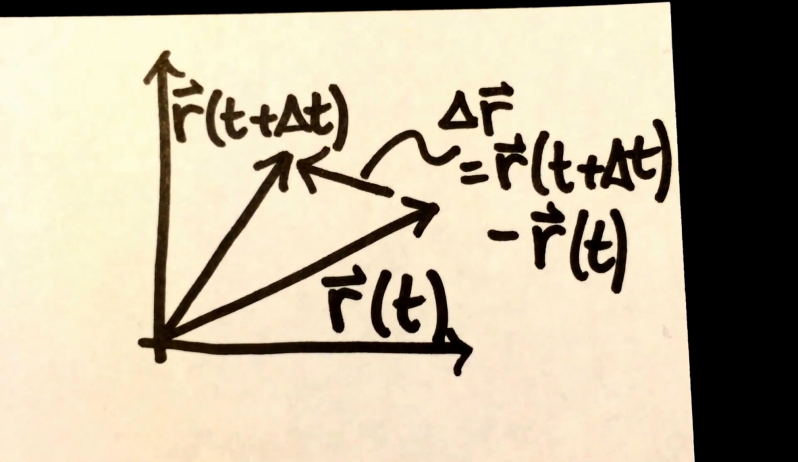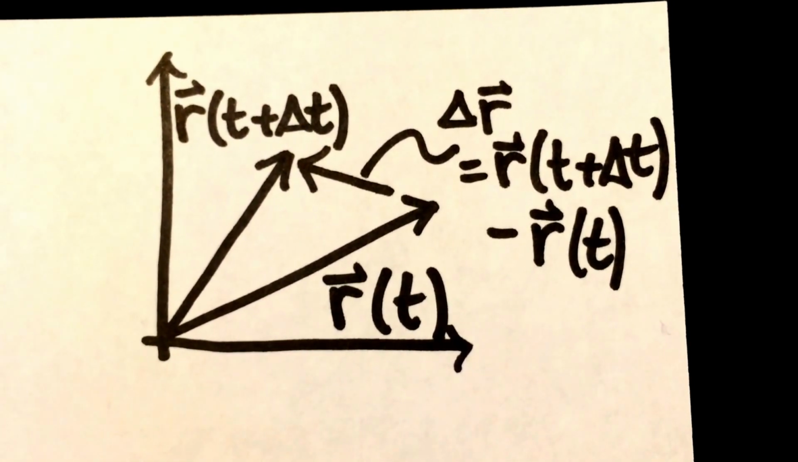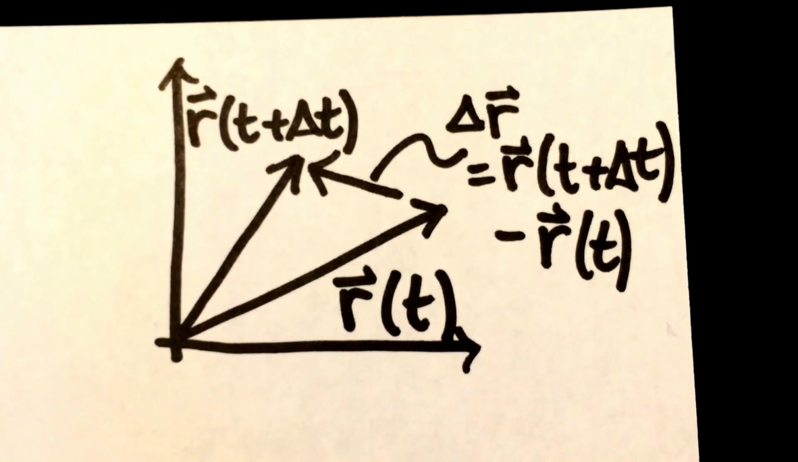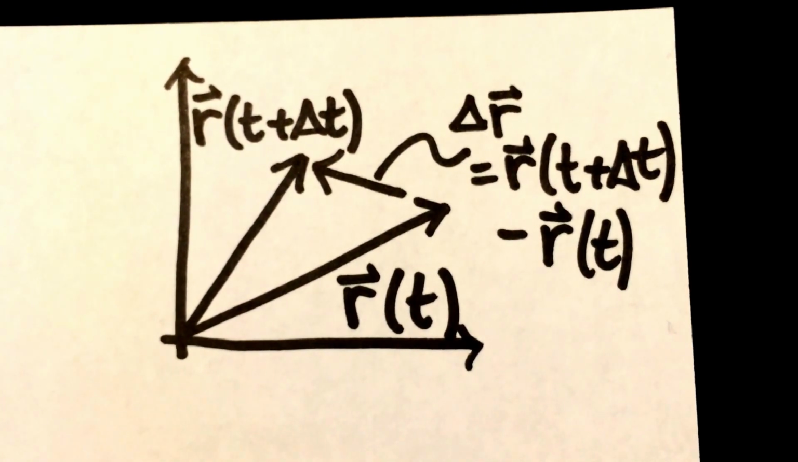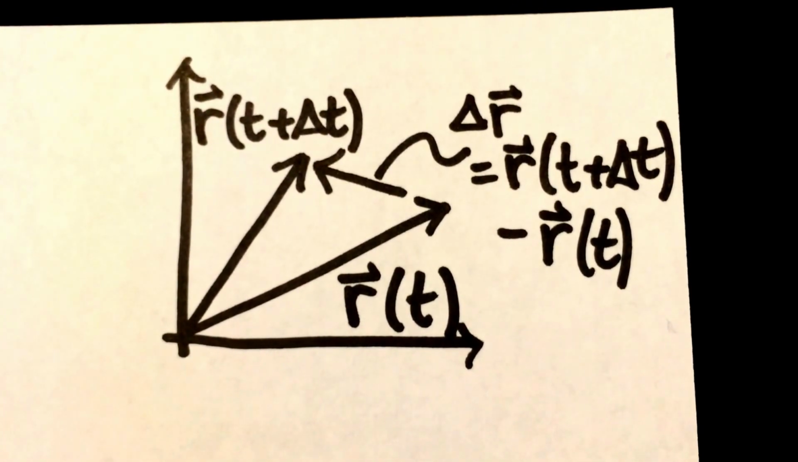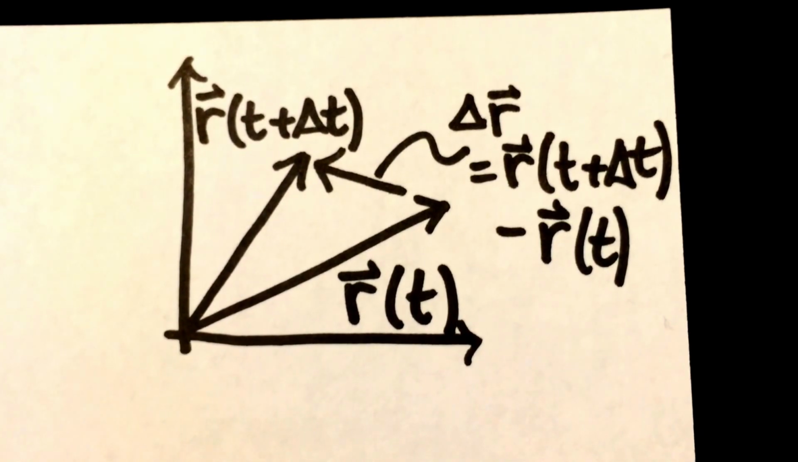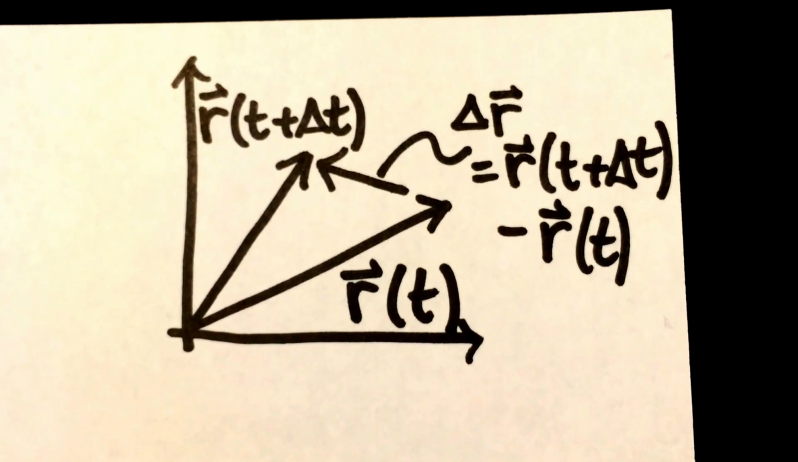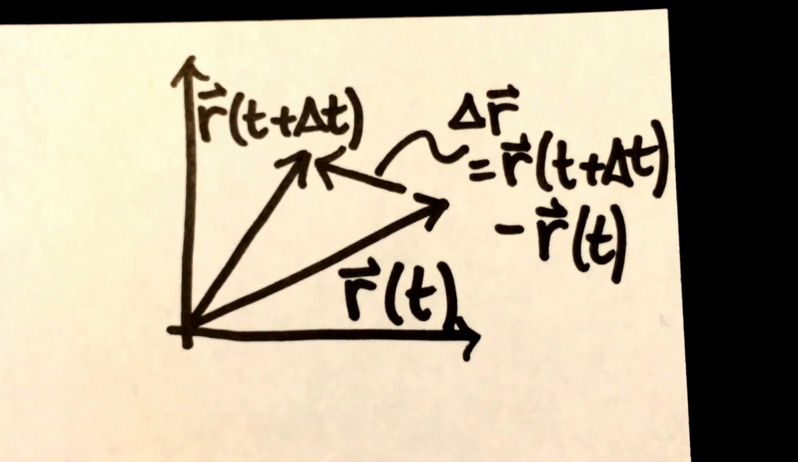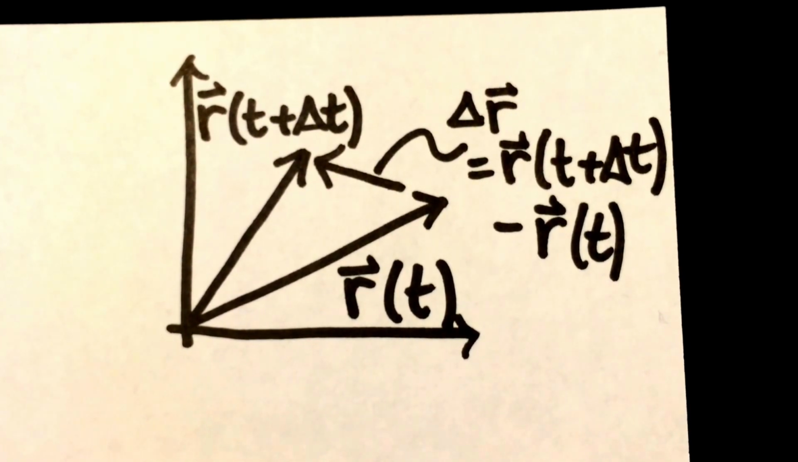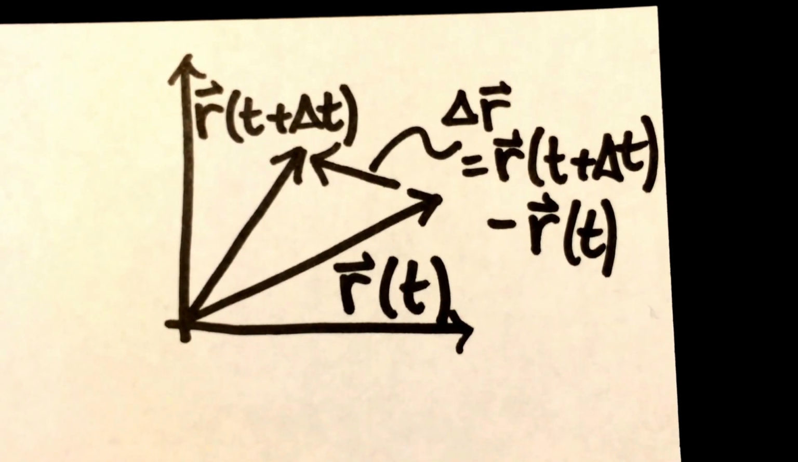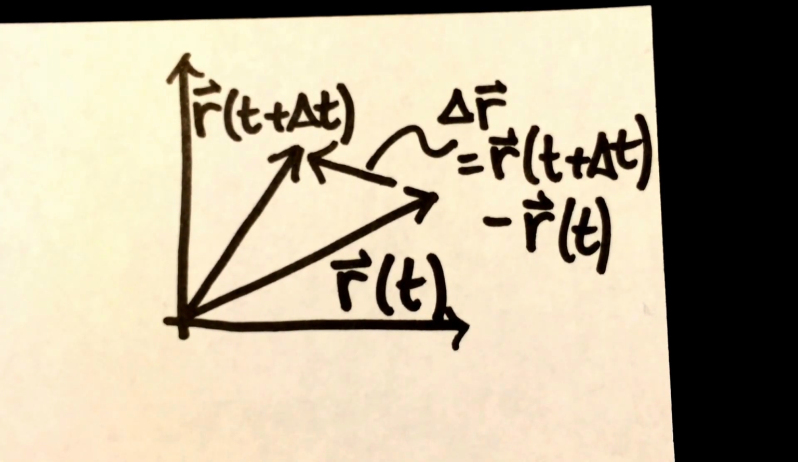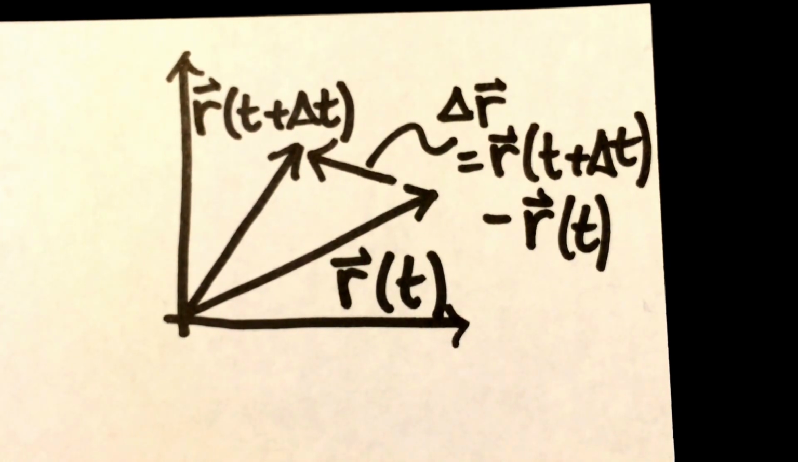So there's a vector R of t that might represent the position of some particle at some time t. At some later time t plus delta t, that point might be located at R of t plus delta t. And then there's a displacement vector, delta R vector, which just represents the difference between those two position vectors. And so the derivative is just defined to be the limit for that displacement vector as the time between the two vectors goes to 0.